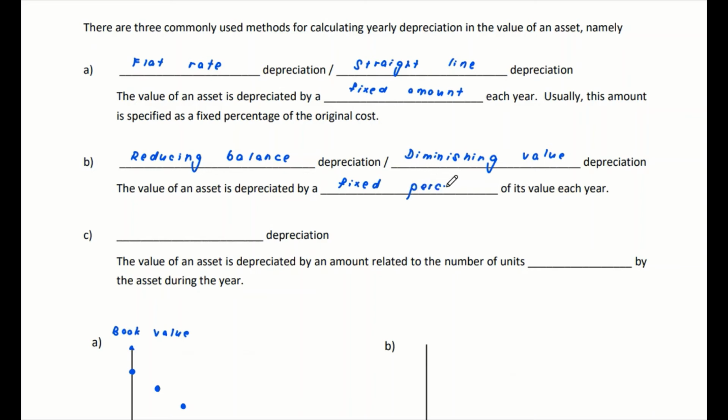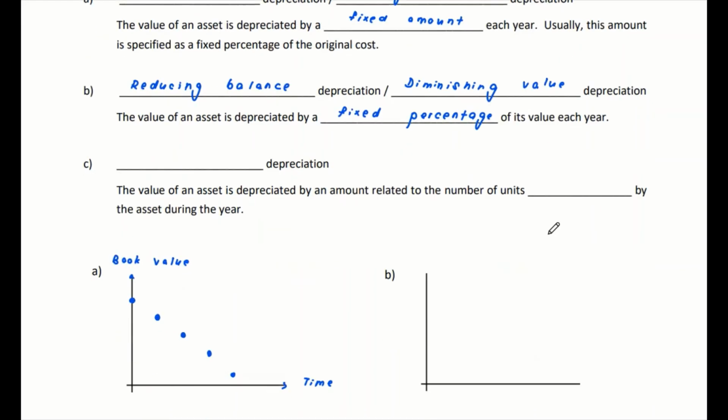Alright, so for A, it is a fixed amount. For this one, it is a fixed percentage of the value each year. Which means that, for example, if I'm talking about 10%, then it's going to reduce 10% of the first year when I'm calculating for the second year. And when I calculate for the third year, it's going to decrease another 10% from the second year. Then when you calculate for the fourth year, it's going to decrease another 10% from the third year.